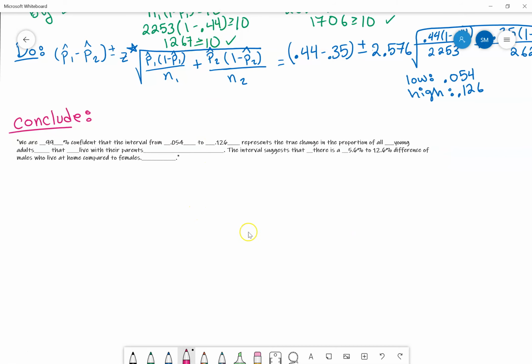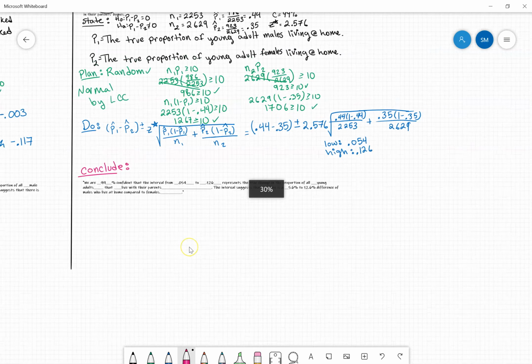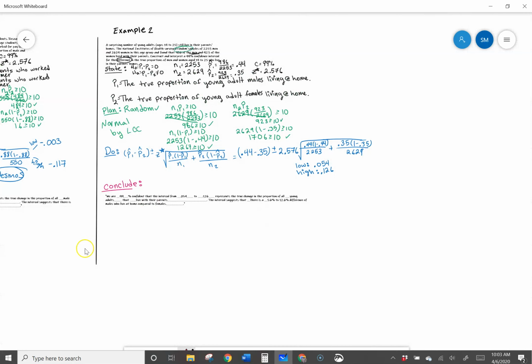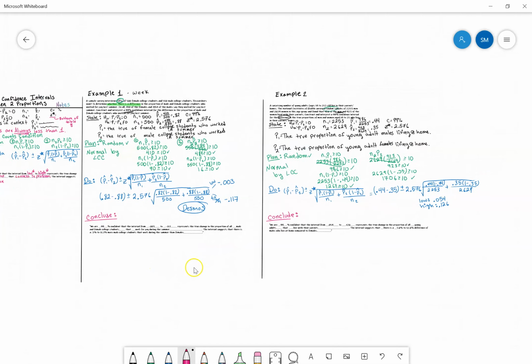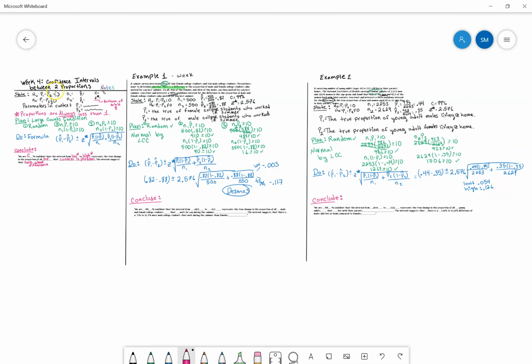You now have two separate examples all together. This is what it looks like. So in every single problem, we start with the state. After our state, we move on to planning, checking all the conditions. Notice that we did the exact same conditions checks in the first example and the second example. The third one, whenever we did the formula, we did the same formula, just plugging everything in. We used Desmos because it's a nice app. And then our conclusion was just fill in the blank.